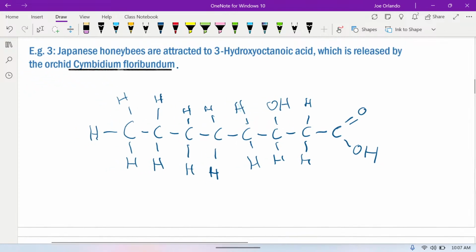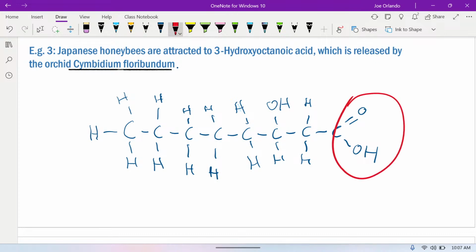This looks good to me. How many carbons do we have? 1, 2, 3, 4, 5, 6, 7, 8. Is that an octane? Yeah, and then octanoic acid means we have the acid group, which is a double bond to oxygen and a bond to OH.